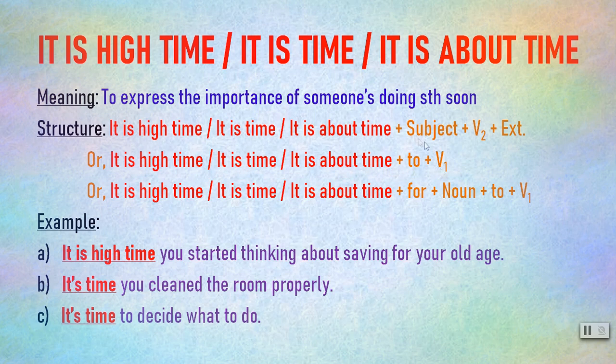It means if we find any subject after this, we must use past indefinite. The main verb must be past tense, V2. And if we don't find any subject, then to plus V1. It is high time, it is about time, plus for, plus noun, plus to, plus V1. It is another structure, if we find the preposition for plus noun or pronoun after the phrase.